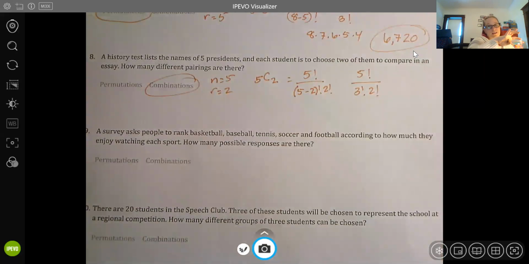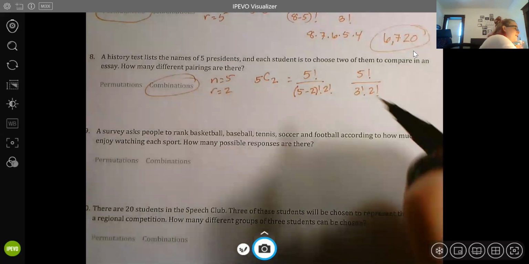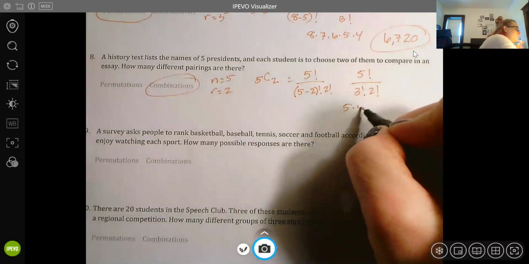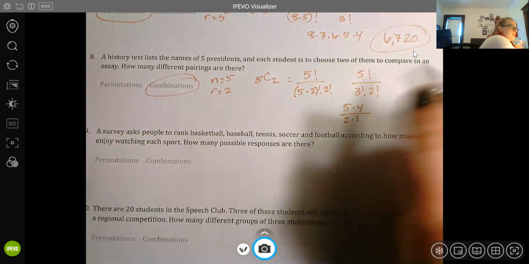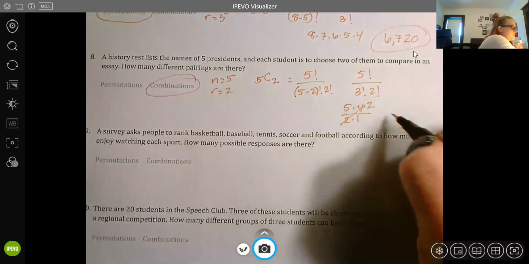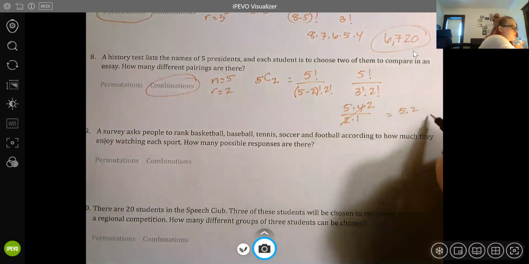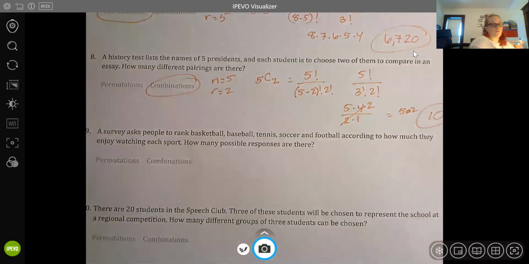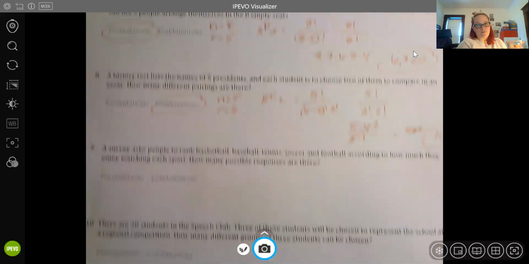So I'm not going to write anything from 3 and down because that's going to cancel with that 3 factorial on the bottom. So 5 times 4 over 2 times 1. Well, I can simplify the 4 and the 2. So we get 5 times 2. So there are 10 different ways that you can pair up those 5 presidents.